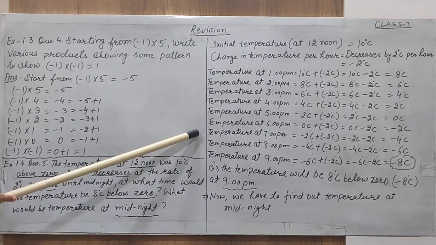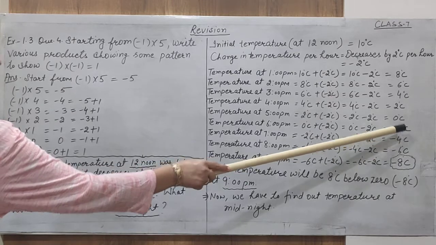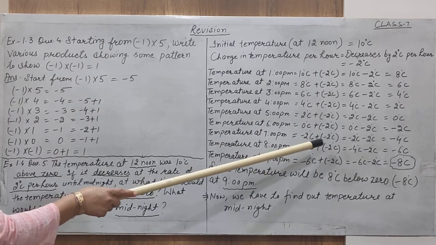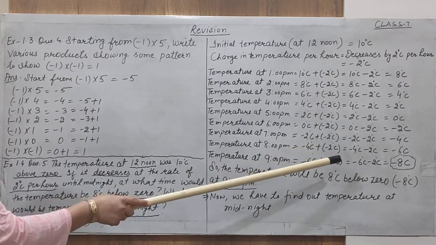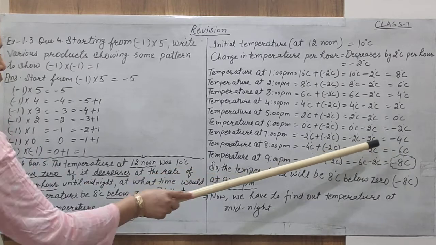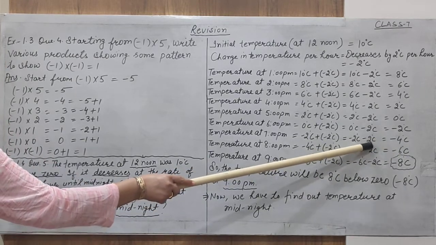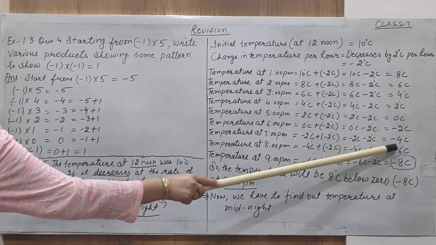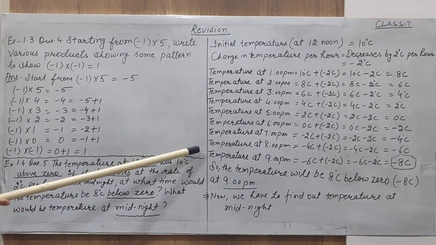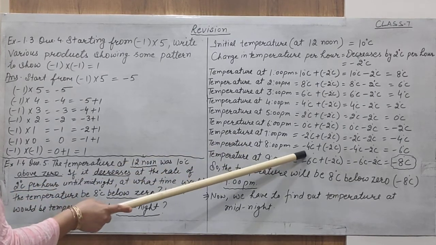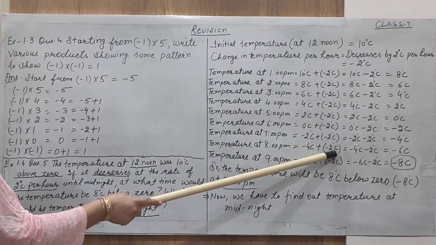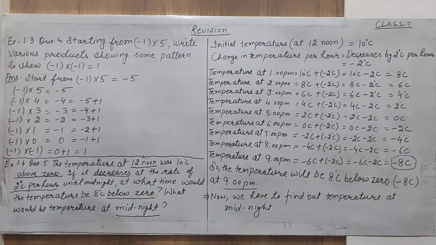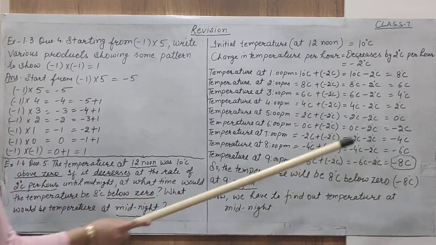Again, temperature at 7. Now, temperature at 6 is minus 2 degrees Celsius. Step by step the temperature decreases. Minus 2 degrees Celsius plus again a decrease of minus 2, total decrease is minus 4, because the first integer is negative, the second also negative, so they are added with the negative sign, that is minus 4 degrees Celsius. Now temperature at 8 pm, minus 4 degrees Celsius plus minus 2 degrees Celsius, the total temperature is minus 6 degrees Celsius, because both are negative and they are added.